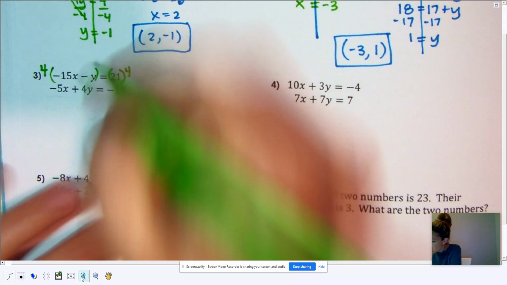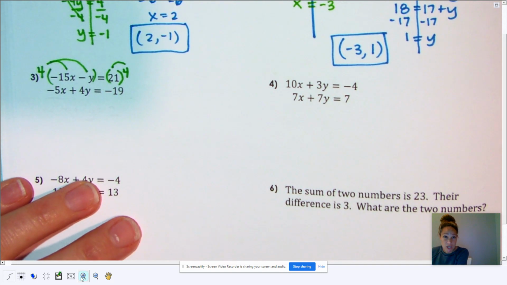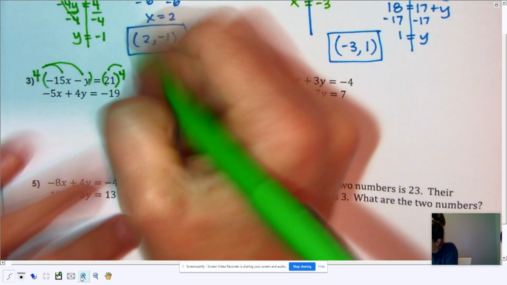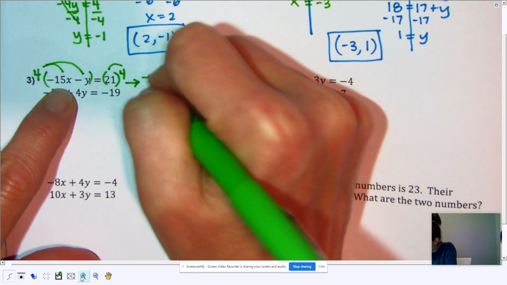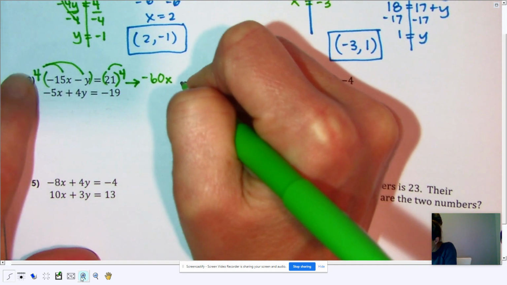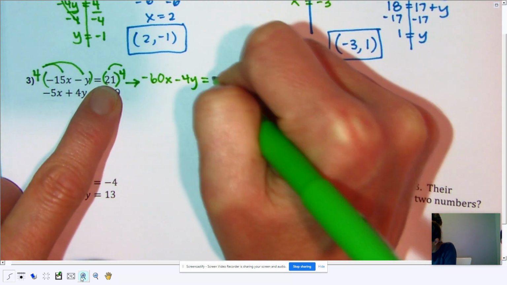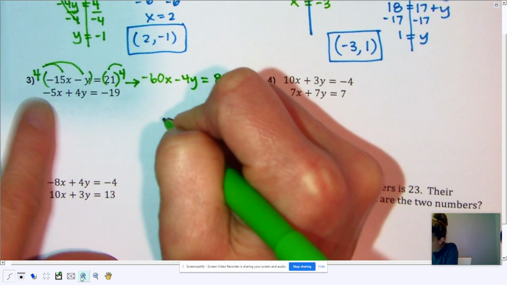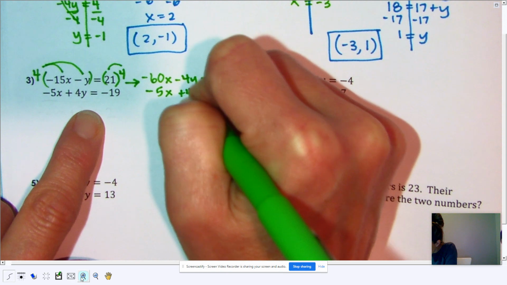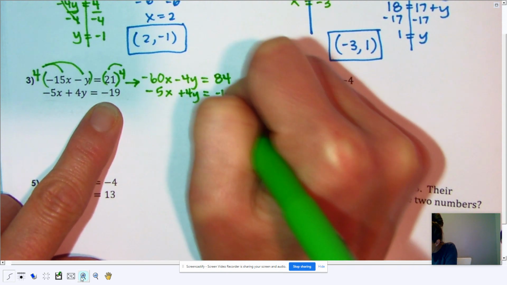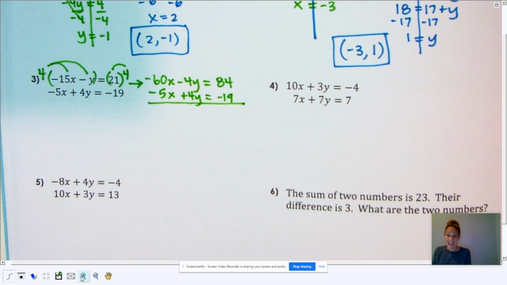So now I'm going to distribute the 4 to everything on that top equation, and then we're going to look at it again, okay? So I'm going to draw a little arrow here. So 4 times negative 15 would be negative 60x. 4 times y would be negative 4y. 4 times 21 would be 84. Now I'm going to write this one just right underneath. Negative 5x positive 4y equals negative 19. And we're going to see what happens now.